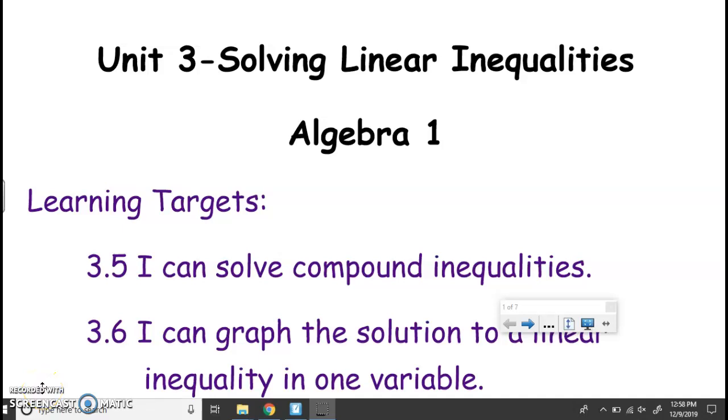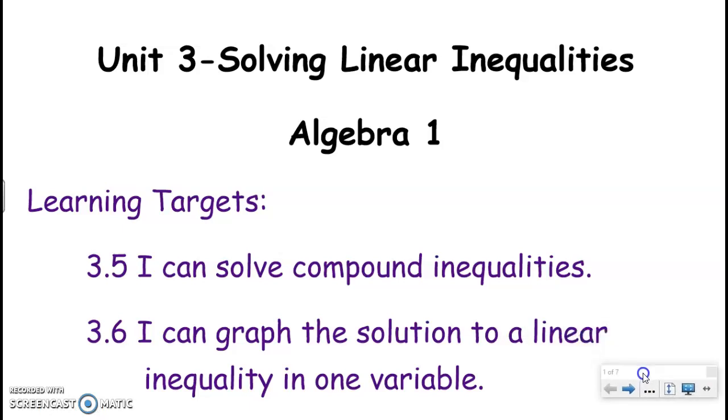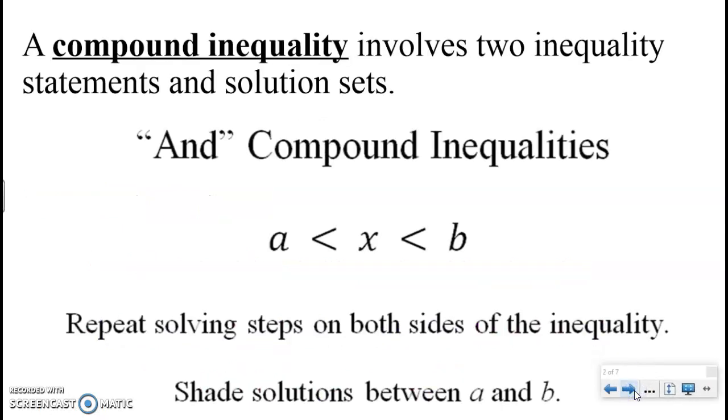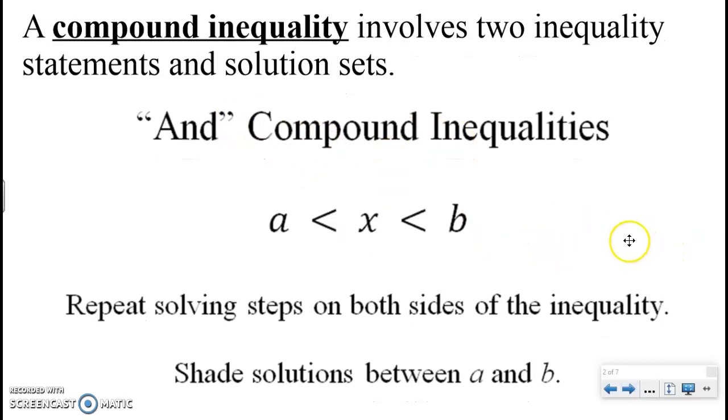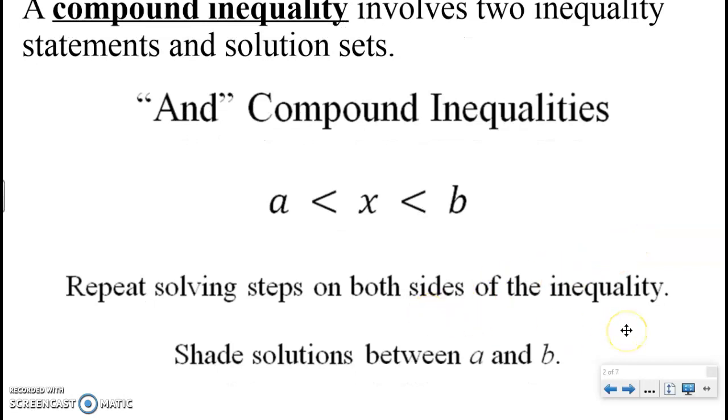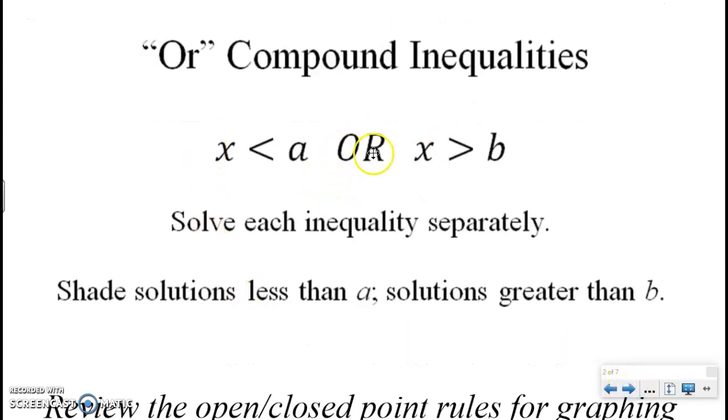Good morning. Today we are going to finish up Unit 3 and talk about solving compound inequalities and graphing those on the number line. A compound inequality involves two inequality statements and solution sets. We have two cases, and repeat solving steps on both sides of the inequality and shade your solutions between A and B. When you write your solutions out, you have this little thing that has two inequalities but one variable there. The OR inequality will have an OR in the middle, and you're going to solve it separately and then shade solutions on either side.